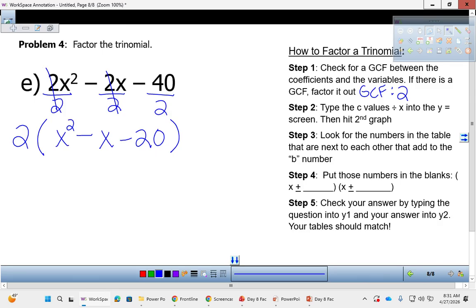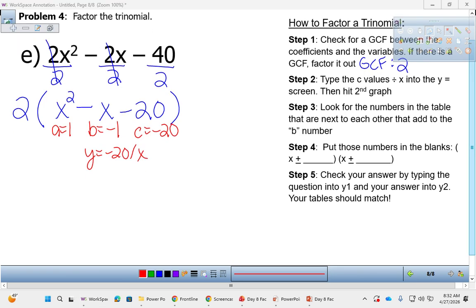All right, now, A equals 1. What does B equal? Negative 1. C equals negative 20. Now, if we ignore the 2 in the front, A equals 1, B equals negative 1, C equals negative 20. So I'm ignoring the 2, and I'm going to do a negative 20 divided by x. And I'm going to go to my table, and I'm going to look at the values. We've got 1 and negative 20.